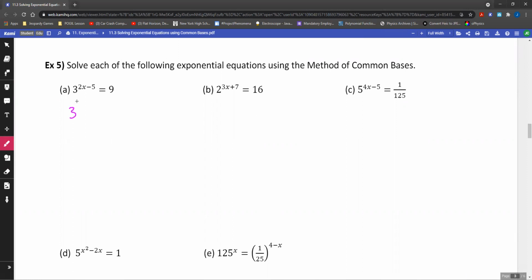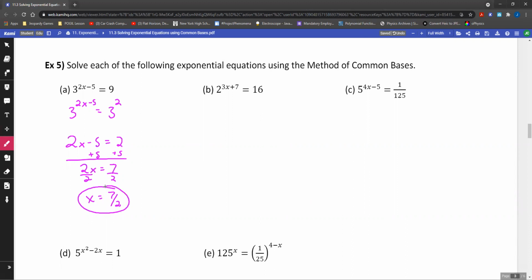So here, I'm going to rewrite the 9 as 3 squared. Set these exponents equal to each other. Add the 5 over. Divide both sides by 2. And we get x equals 7/2.